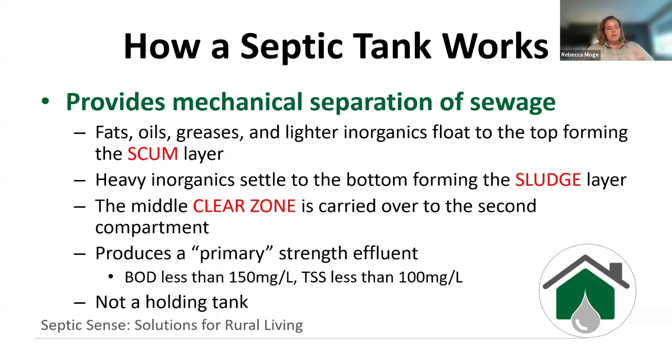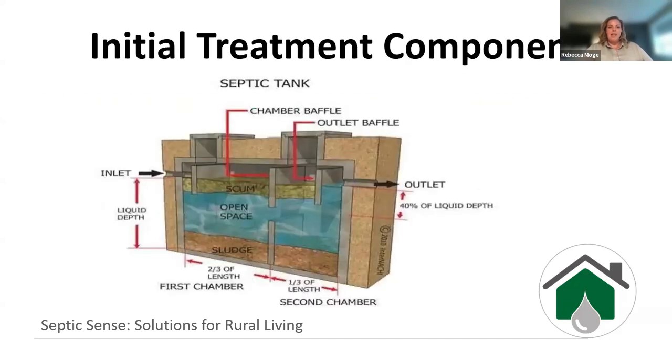Later we're going to be referring back to that. So our primary treated effluent is just our residential strength effluent that can go directly into the soil. A septic tank is not a holding tank. Both of them are vessels that can be buried into the ground. The septic tank, again, we'll see a photo on our next slide, kind of depicting what we discussed there.